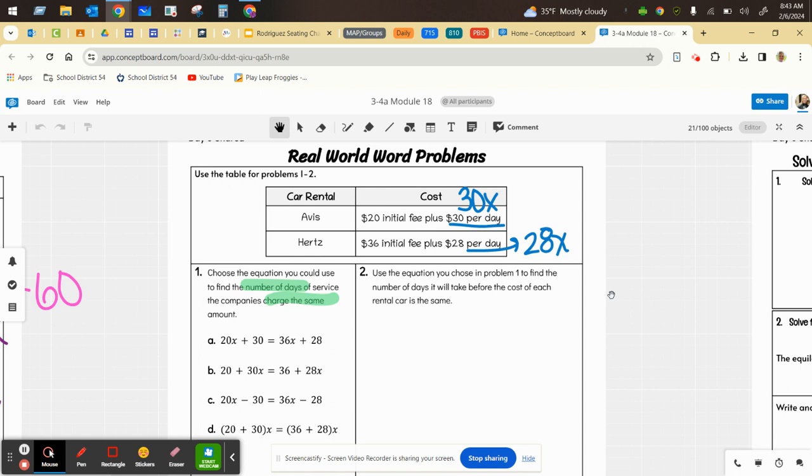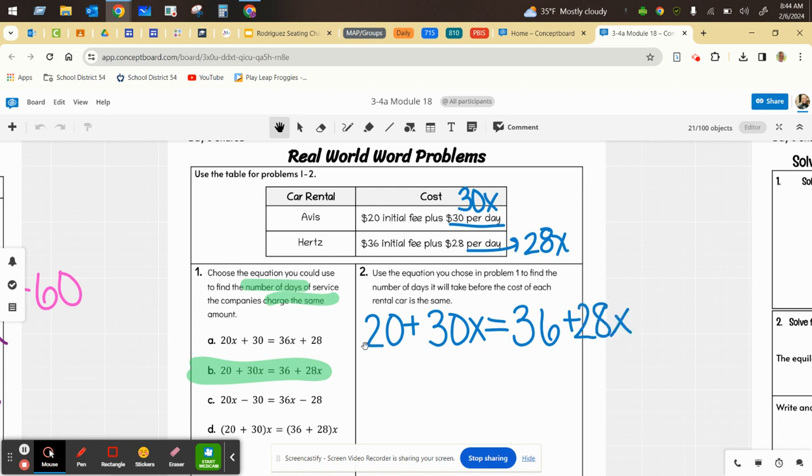Take a look at those 4 equations there and find which one would match this situation. $20 fee plus 30 per day, $36 fee plus 28 per day. Hopefully you are looking at letter B. Now we are going to copy that equation down, and then solve for x to find the number of days.